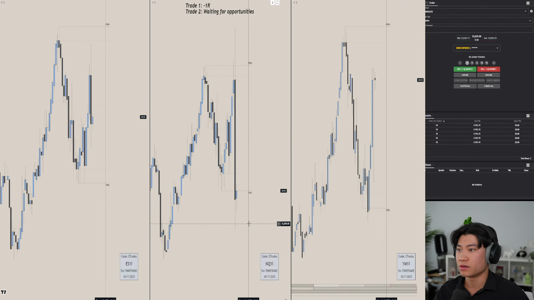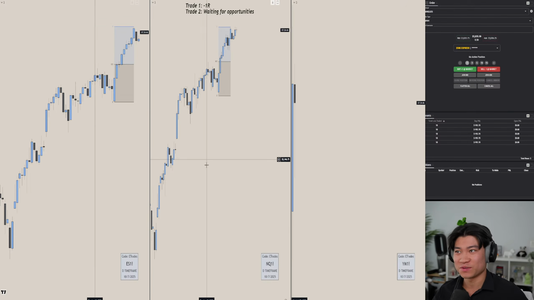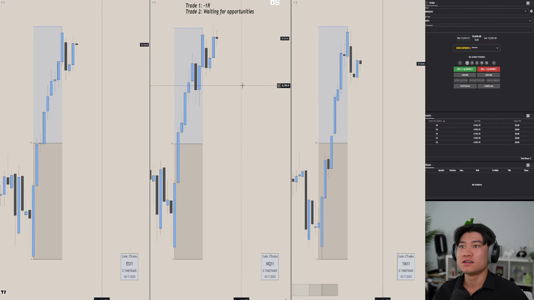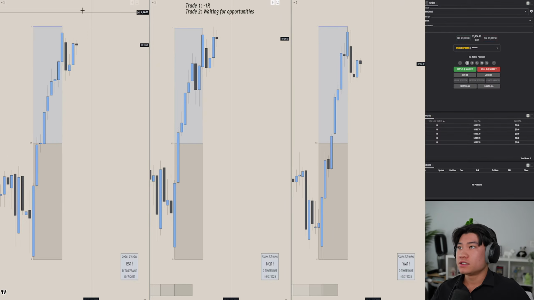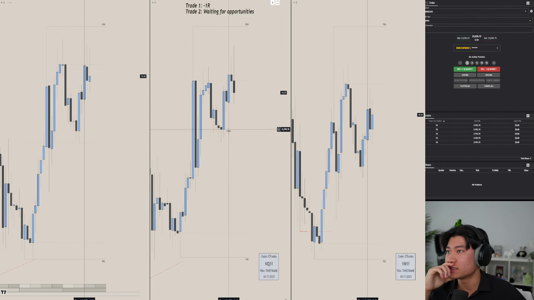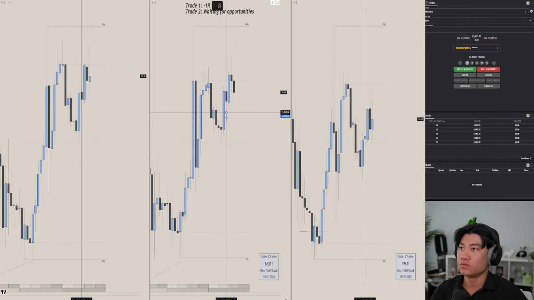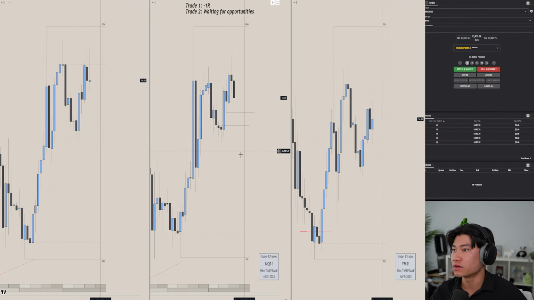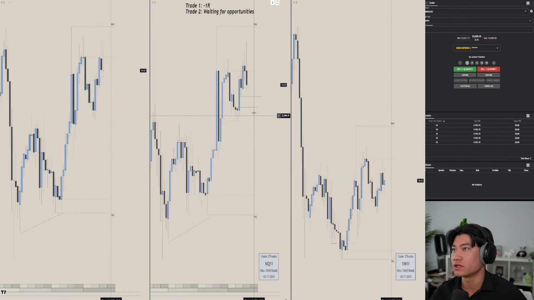Wait, give me a sec. Let me think about this. Make sure I'm not rushing into this. Okay, do my top-down analysis again. Daily time frame, I feel like my narrative is bullish, but intraday I can see order pairing occur with this gap over here, or even just looking for the sell side down here.